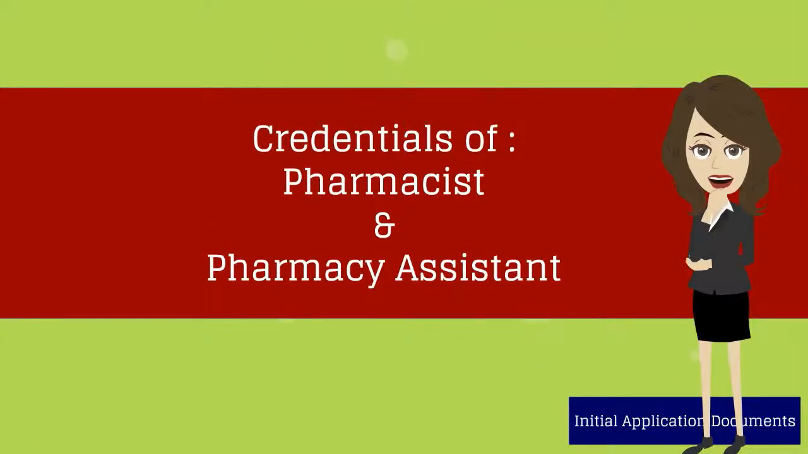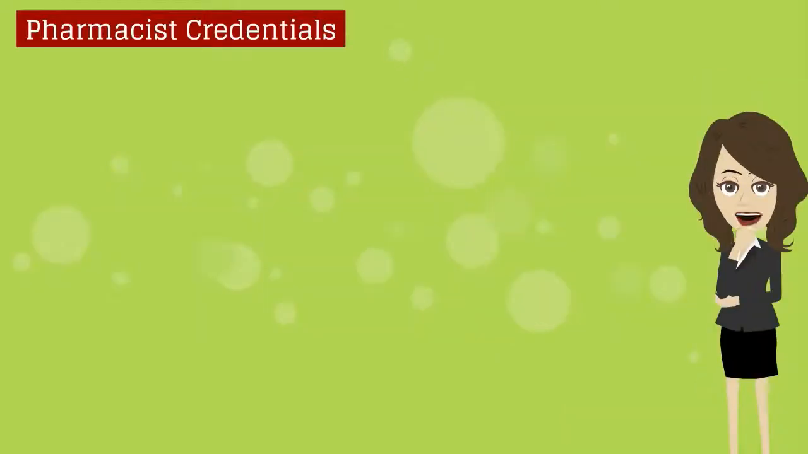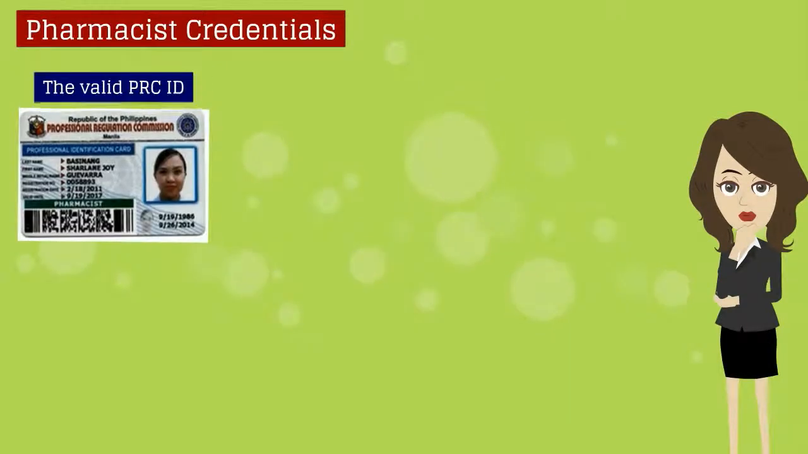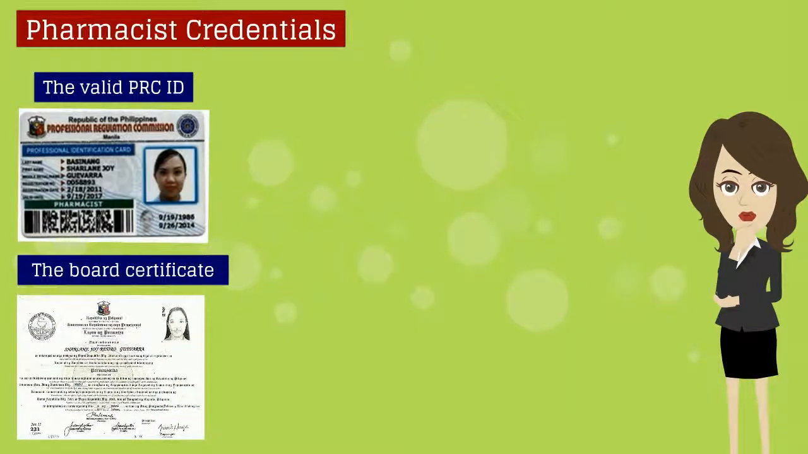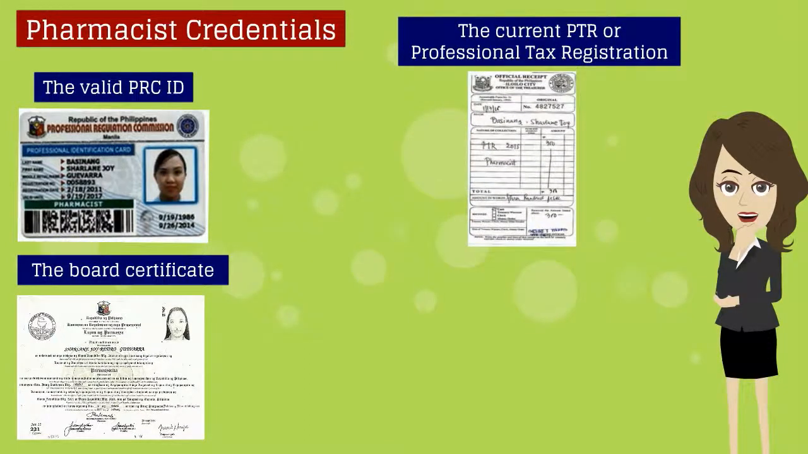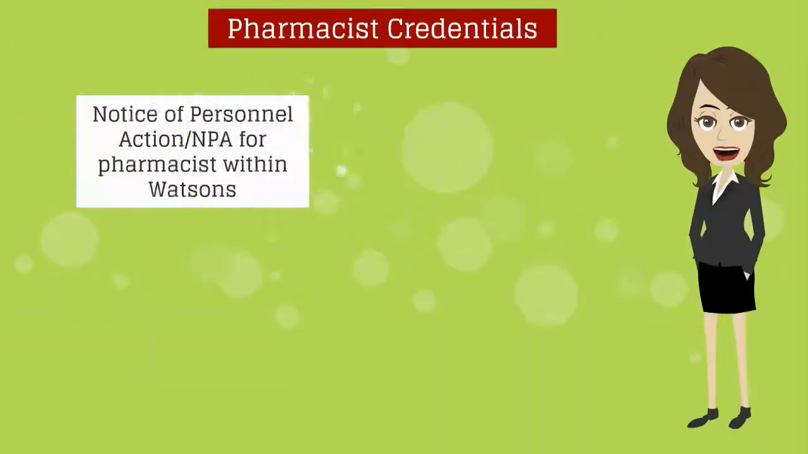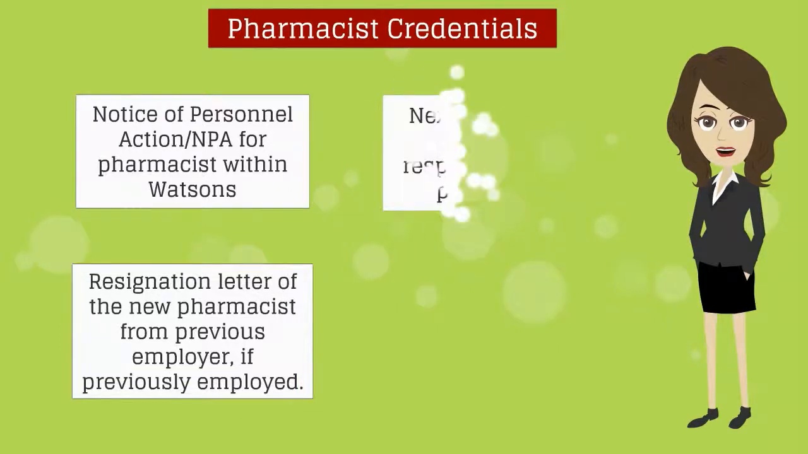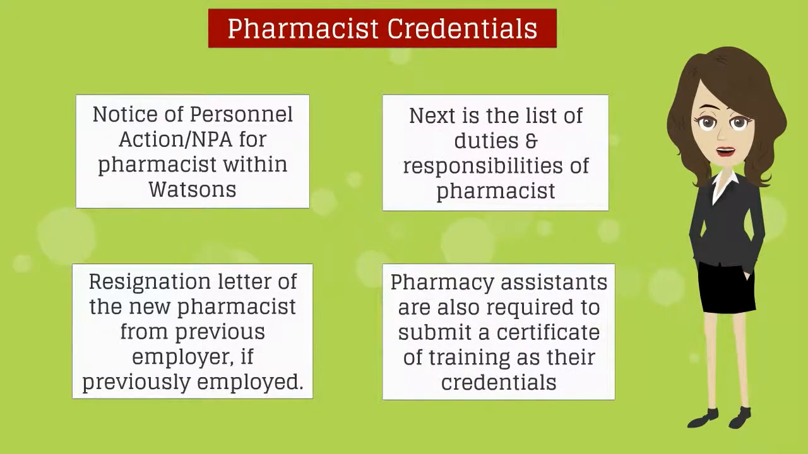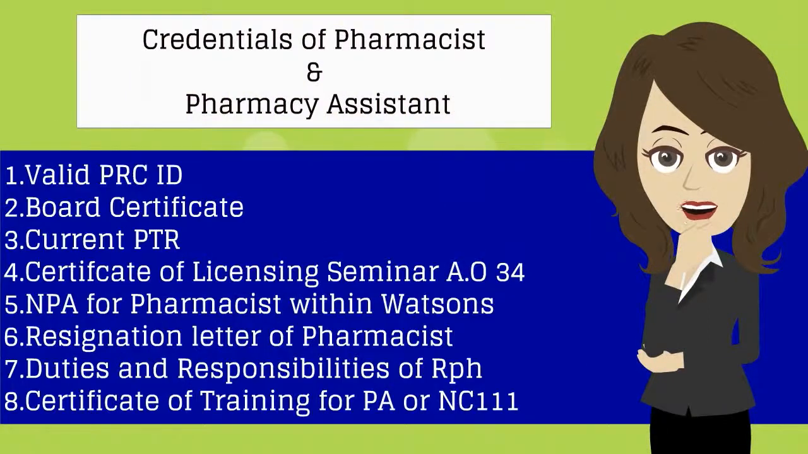The seventh documentary requirement is the credentials of the pharmacist and pharmacy assistant. These are the documents and credentials of the pharmacist. 1. The valid PRC ID. 2. The board certificate. 3. The current PTR or professional tax registration. 4. The certificate of attendance for licensing. 5. Notice of personnel action for pharmacist. 6. Resignation letter of the new pharmacist from previous employer. 7. List of duties and responsibilities. 8. PA certificate of training. To recap, all of these credentials must be submitted to the Office of Regulatory Affairs.